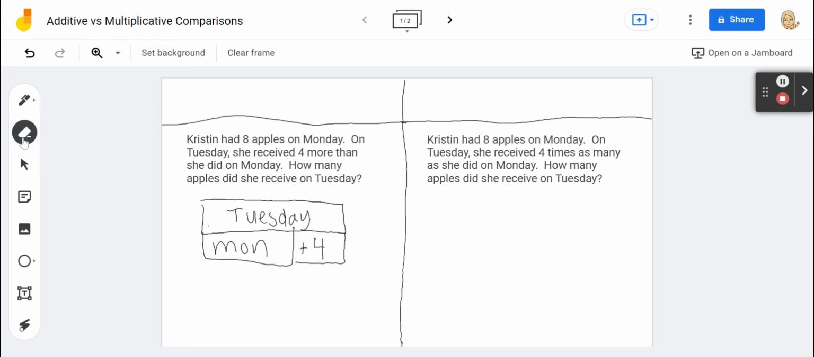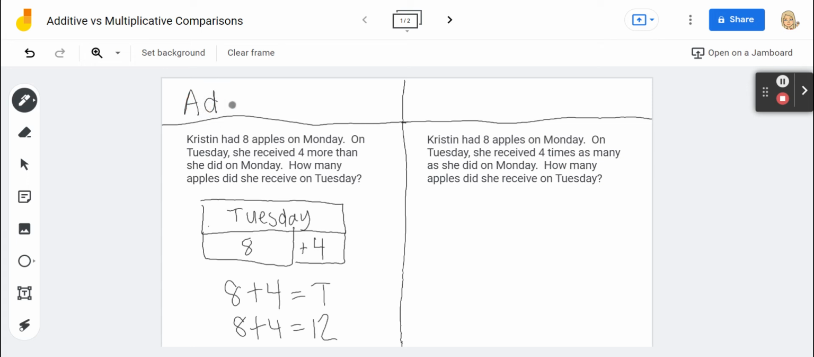So we can go back to our problem and see that she had 8 apples on Monday. So we can replace Monday with the number 8. To solve this problem, we can think that 8 plus 4 equals the amount of apples she had on Tuesday, or 12 apples. This is called an additive comparison because we're comparing two amounts with more or less. So we're comparing how many more or how many less.